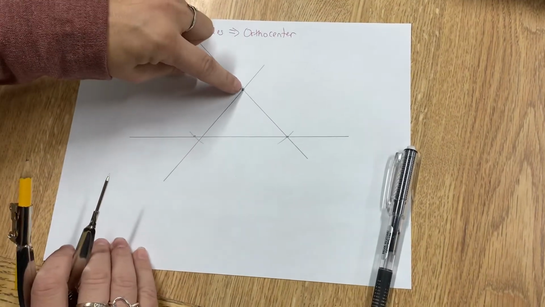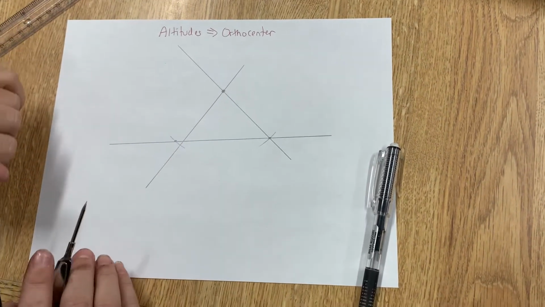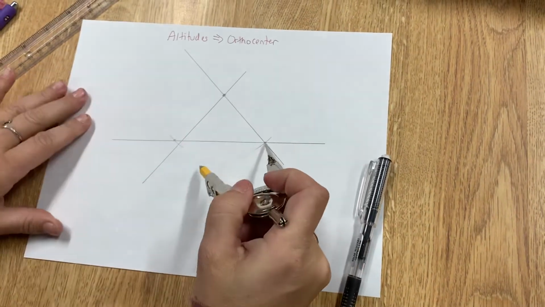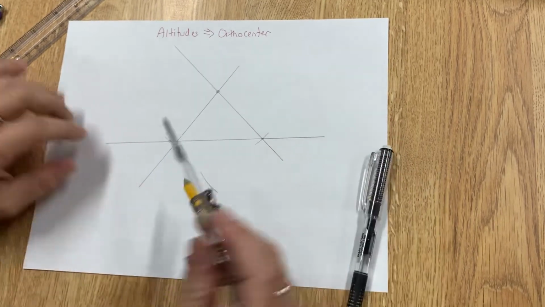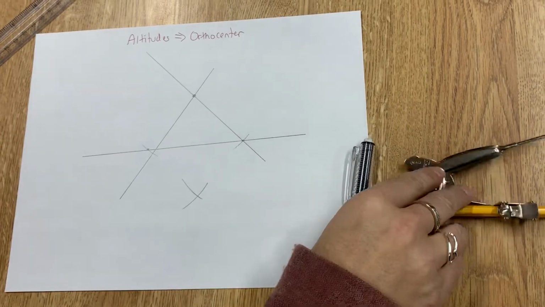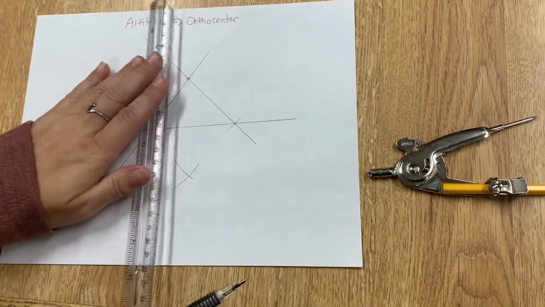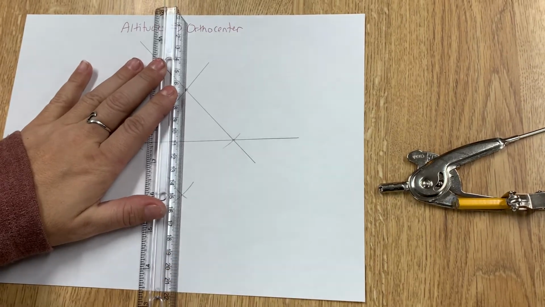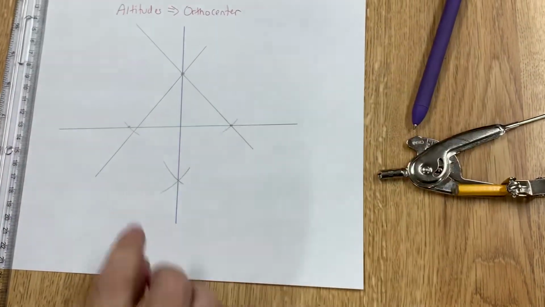Remember, my altitude is going to start here and it's going to go perpendicular to this line, and I need to figure out where that 90-degree angle will be. I'm going to put my point on each of these intersections and create a small X out here so that I can draw my line. Don't change my opening. Put my point on the other location and draw that X. So my first altitude starts here and it goes through this intersection. I'm going to make my altitude longer than just those two intersections, just so that we can be sure we're going to have them meet at some point. So that's my first altitude.